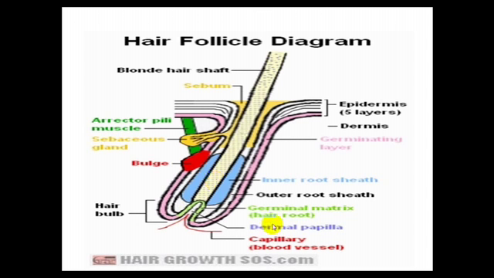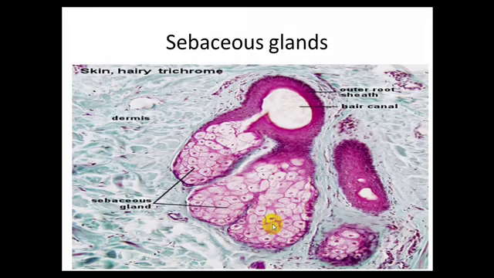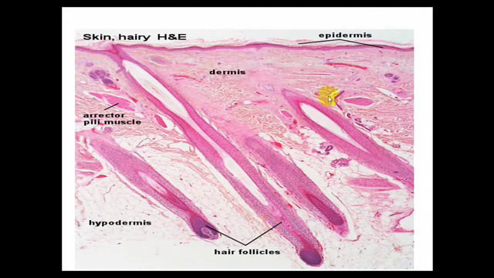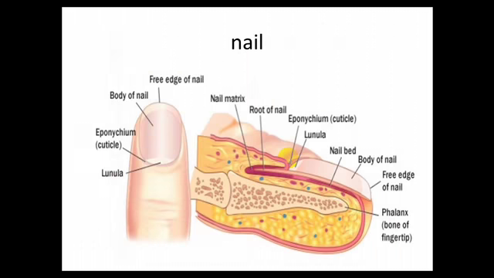And I can show you another picture. It's a histological section of the hair. These are the hair follicle, extended to be a hair shaft and penetrating through the skin surface. Okay, we come to the nail. This is a figure of the nail.